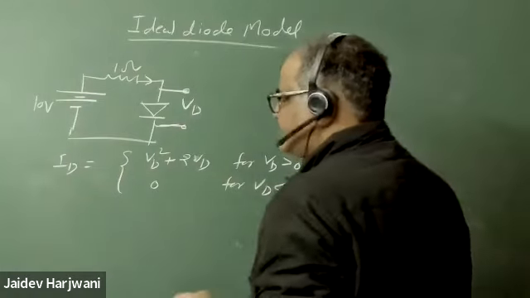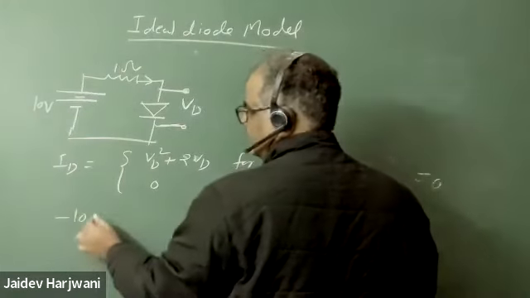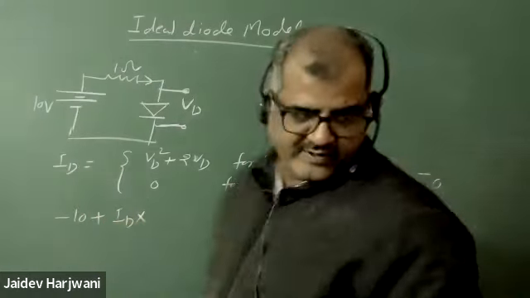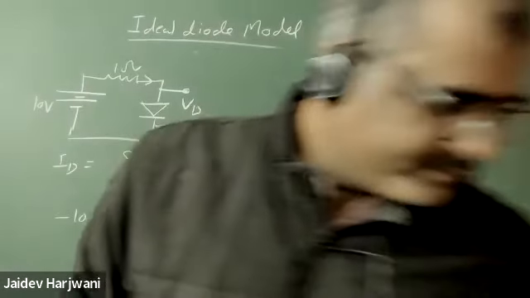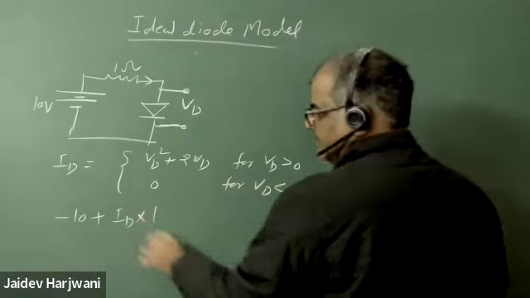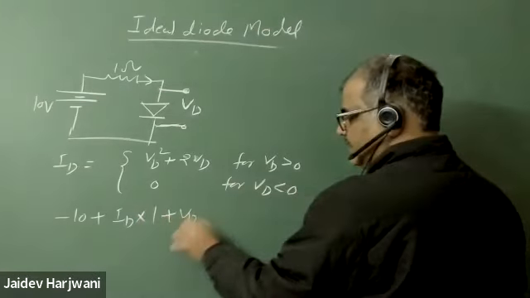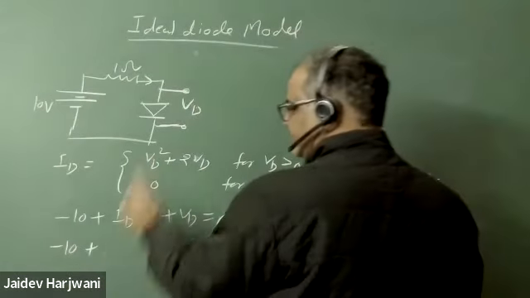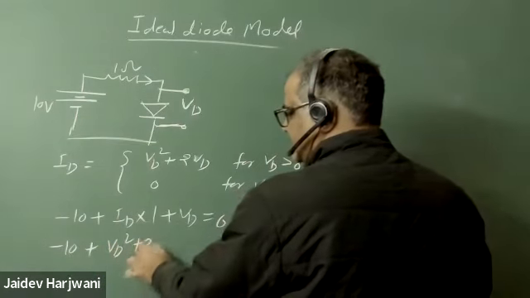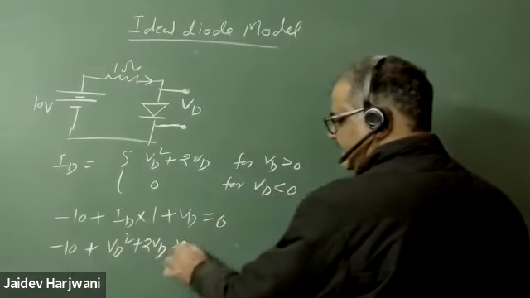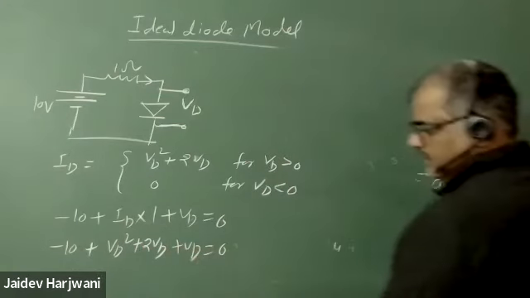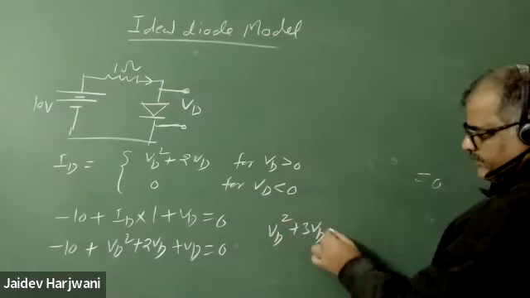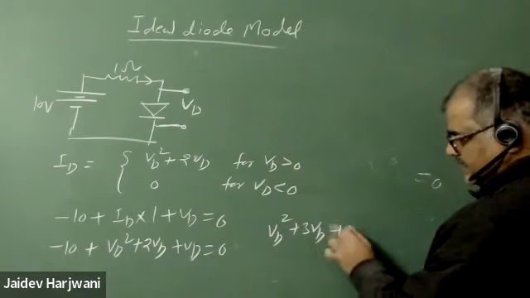Okay, so similar type of questions. Say current ID is flowing in the circuit, ID into 1 ohm, or 1 kilo ohm. Okay, let's take 1 ohm. Minus 10, plus ID into 1 ohm, plus VD equals 0. ID is given as VD square plus 2 VD, plus VD equals 0. Now you have VD square plus 3 VD minus 10 equals 0.